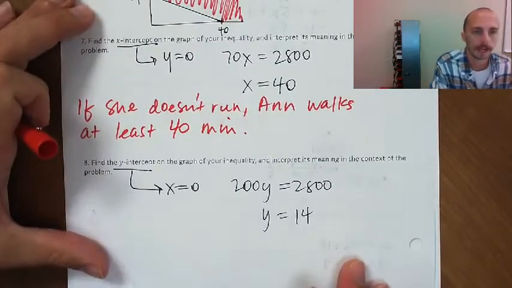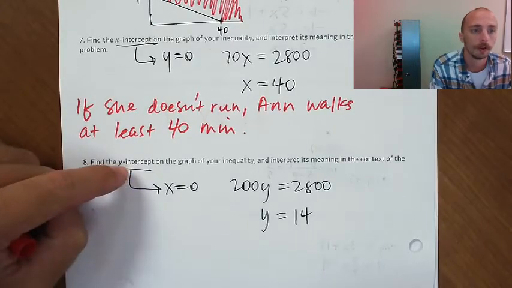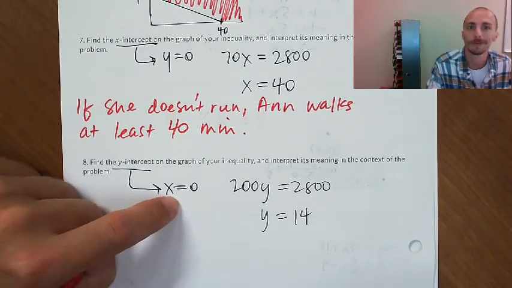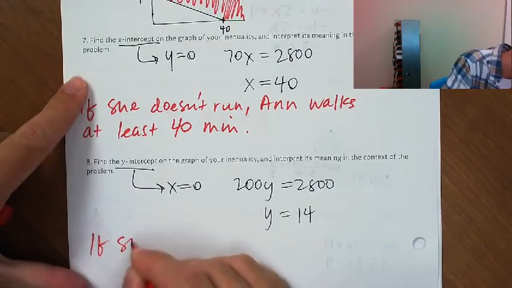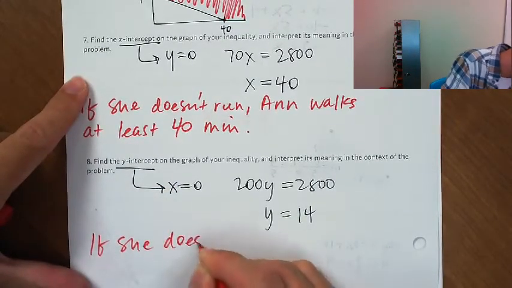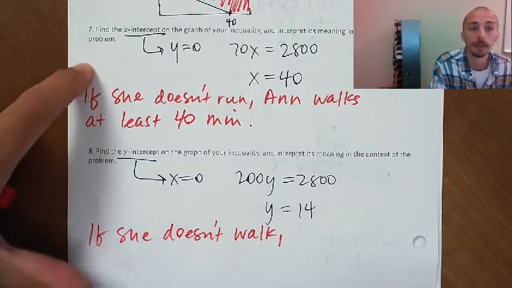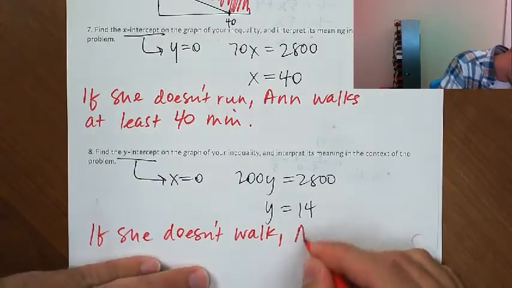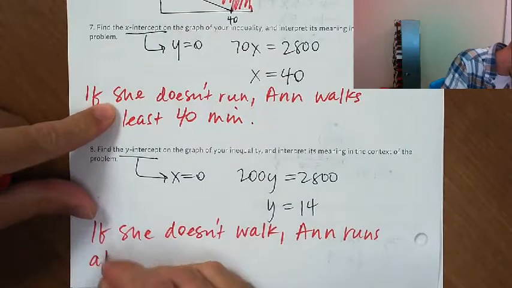And then the y-intercept is going to be the opposite. So that's where x is equal to 0. So if she doesn't do any walking, that's what x represents, she's going to be running at least 14 minutes. So Anne runs at least 14 minutes.